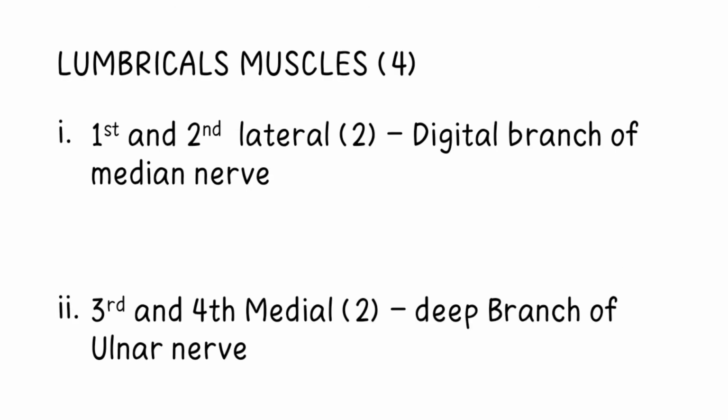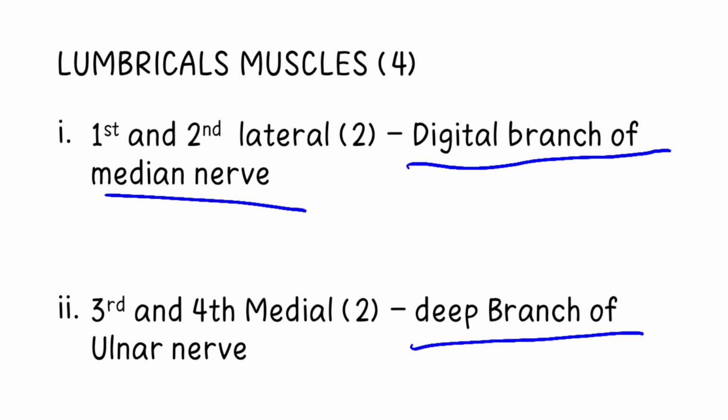Okay, in the lumbrical muscles, we have the first and the second. That's the lateral. So these muscles are between the second digit and the 3rd digit. Now they are supplied by the digital branch of the median nerve. Digital branch of the median nerve. Number 2, the 3rd and the 4th medial lumbricals are supplied by the deep branch of the ulnar nerve.